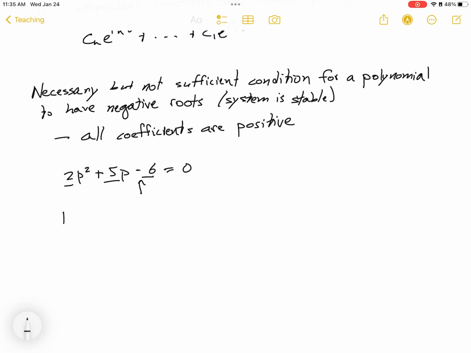So for first order polynomials, we have a few examples. If we have p plus 9 equals 0, then that means that p is equal to negative 9. And if this were the characteristic equation of a first order ODE, then this system is stable. If you have p minus 9 equals 0, then the root p is equal to positive 9, and that system is unstable.